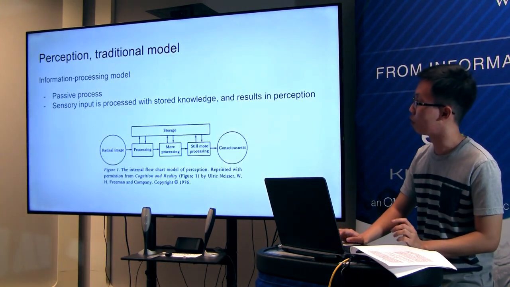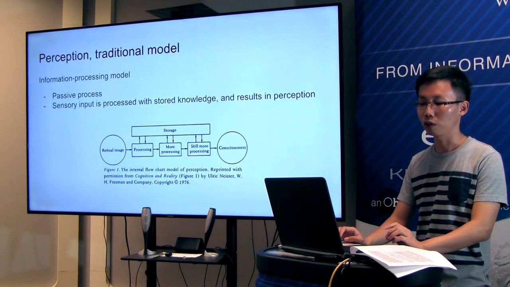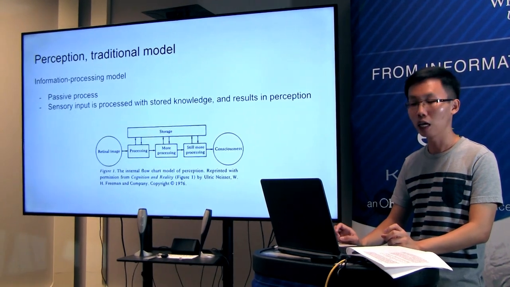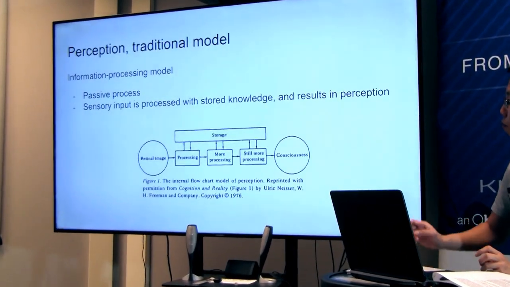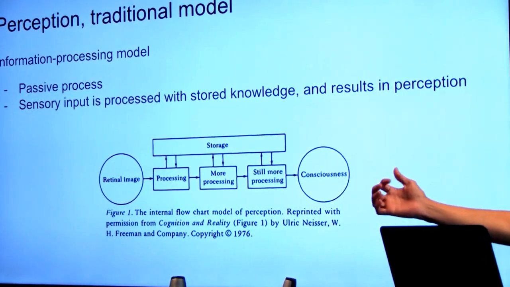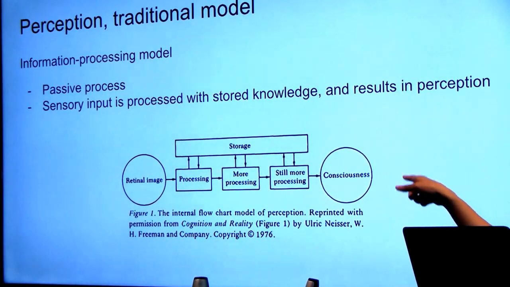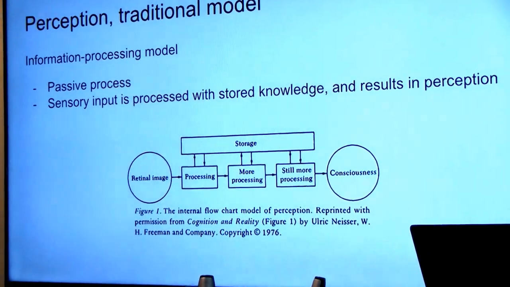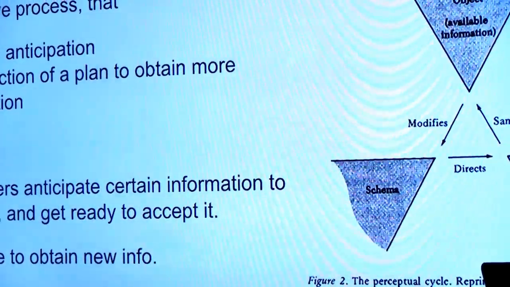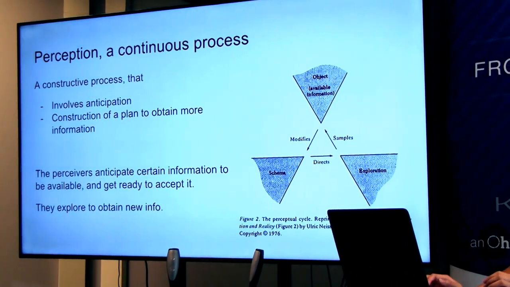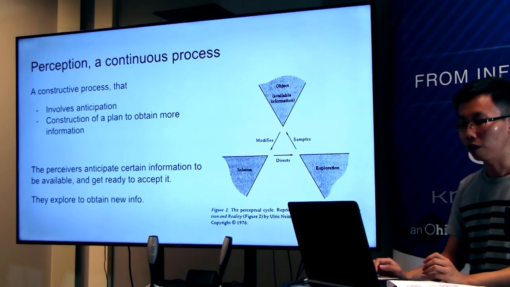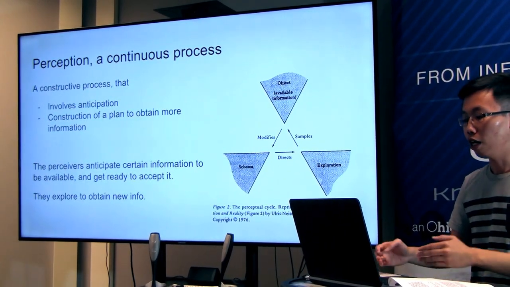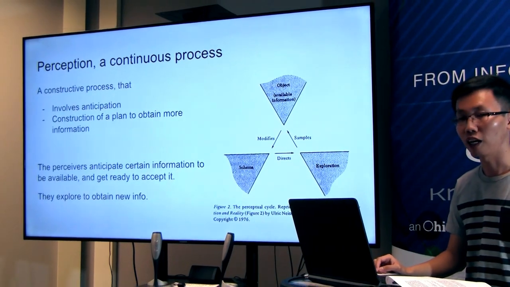Let's look at perception first. He says that the traditional model for perception is the information processing model. According to this model, perception is a passive process where the sensory input comes from the left-hand side, undergoes a lot of processing, and then gives consciousness, the perception. But Ulrich doesn't agree with this model, and he claims that perception is actually a continuous process. Perception is a constructive process that involves anticipation and the construction of a plan to obtain more information. The perceiver anticipates certain information to be available, and gets ready to accept it.